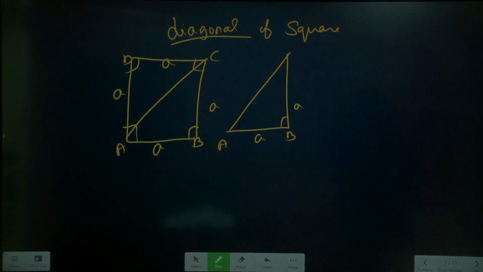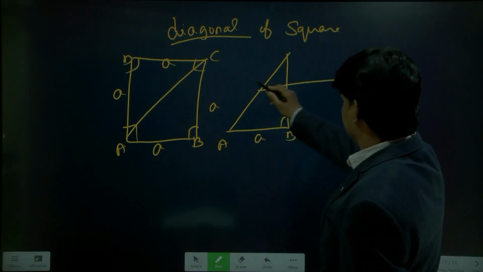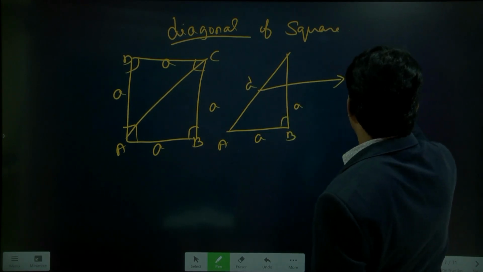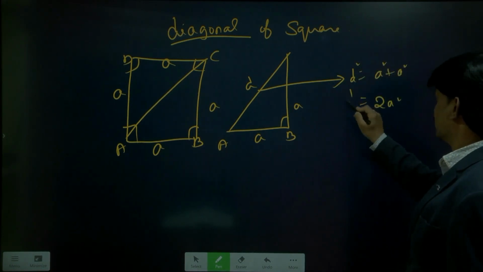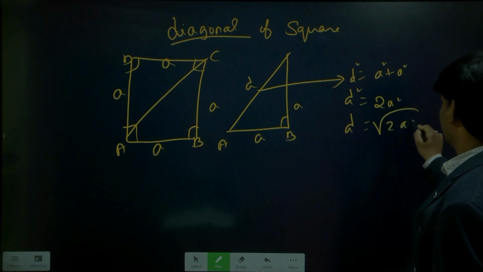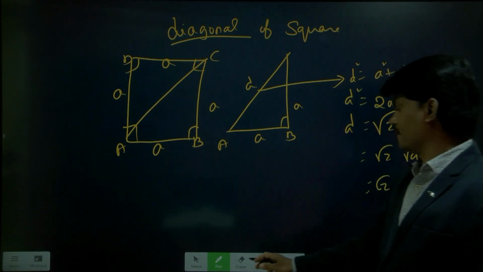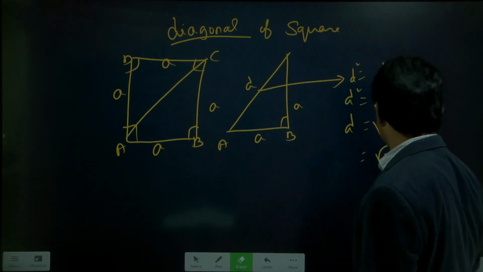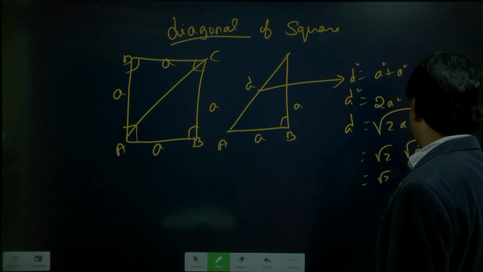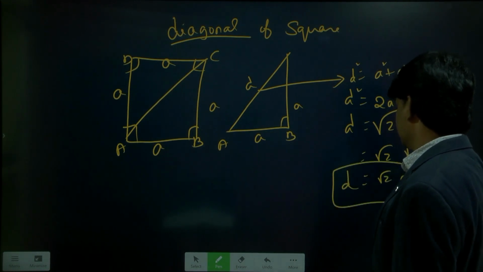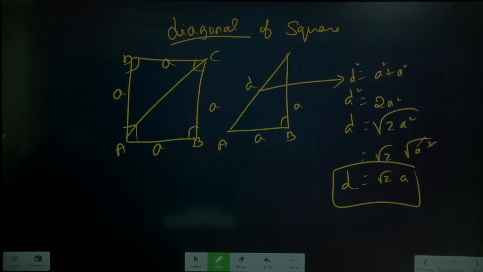Okay. So likewise, if I want this diagonal, I will take it as D. D square is equal to A square plus A square, which is 2A square, and D is the square root of 2A square, square root 2 into square root A square, square root 2 of A. So the answer is root 2 A. Please check, the diagonal of a square is root 2 A.